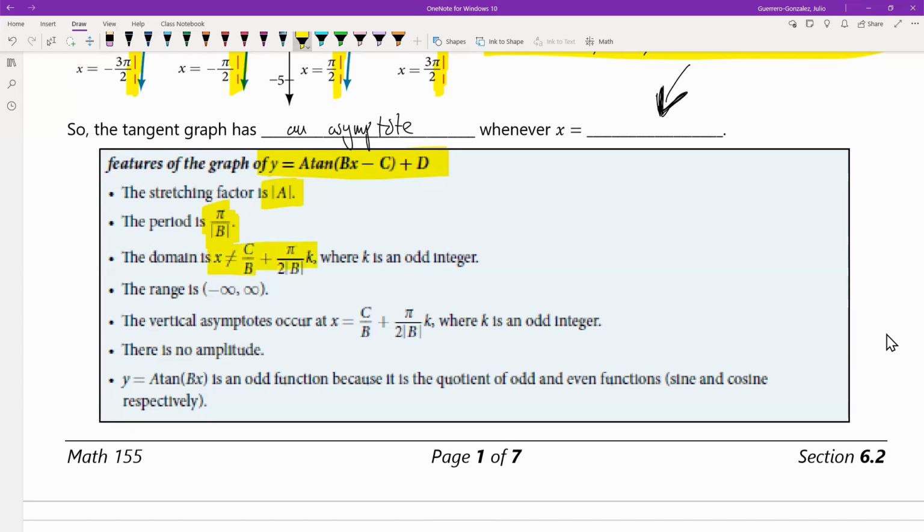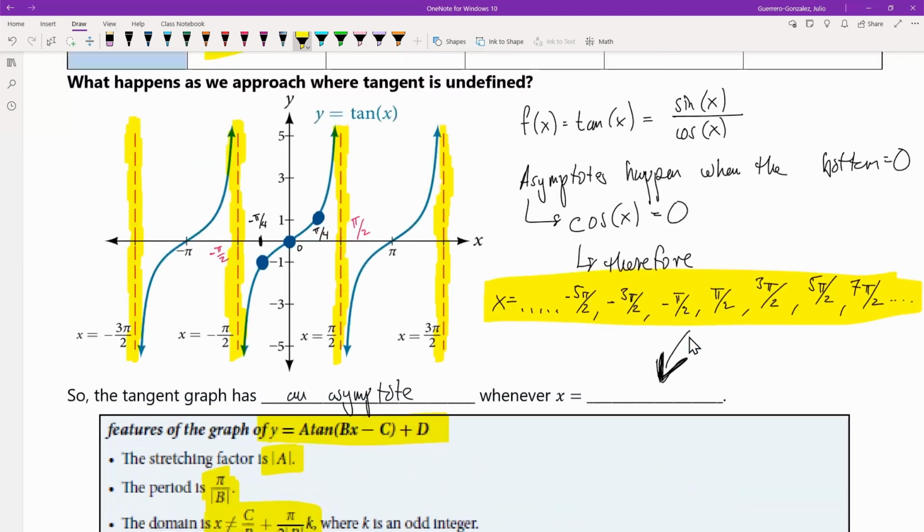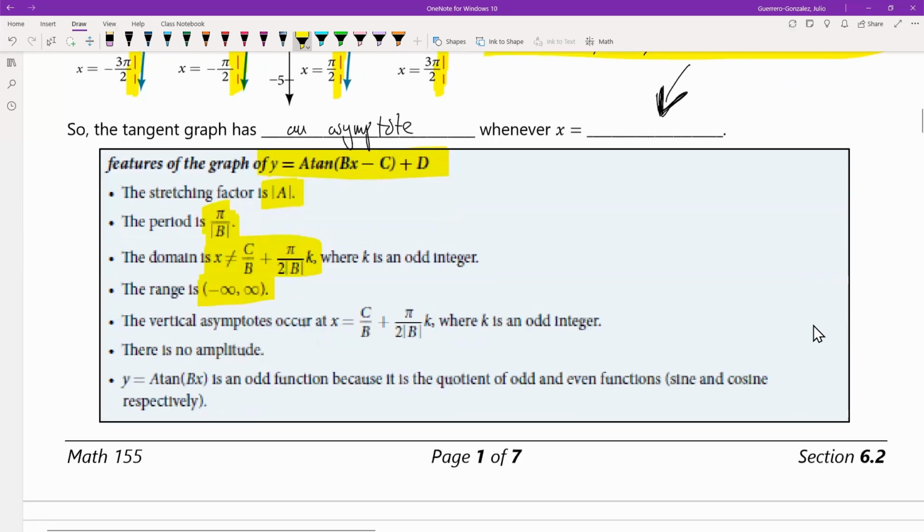The domain: x can't be where we have an asymptote. We can't divide by 0. So that's the list there. The range is negative infinity to infinity. If you take a look at the graph again, it goes from down below all the way up to the heavens. That's your range. Vertical asymptotes are these right here. You compute this over and over again, and you get all of the asymptotes.